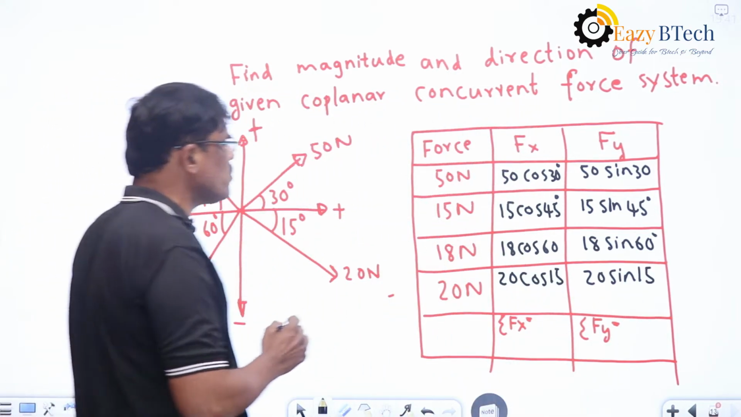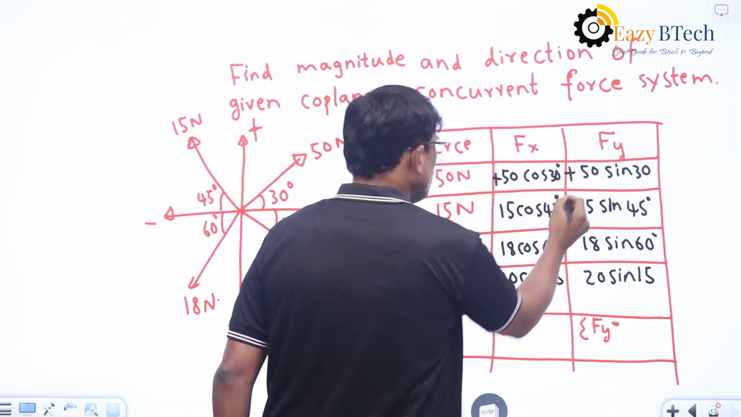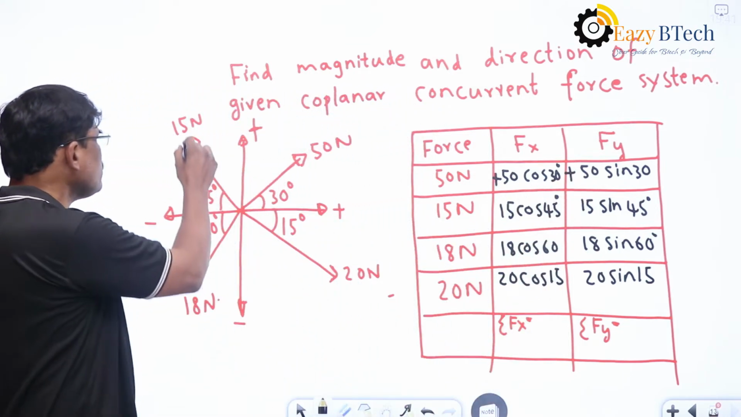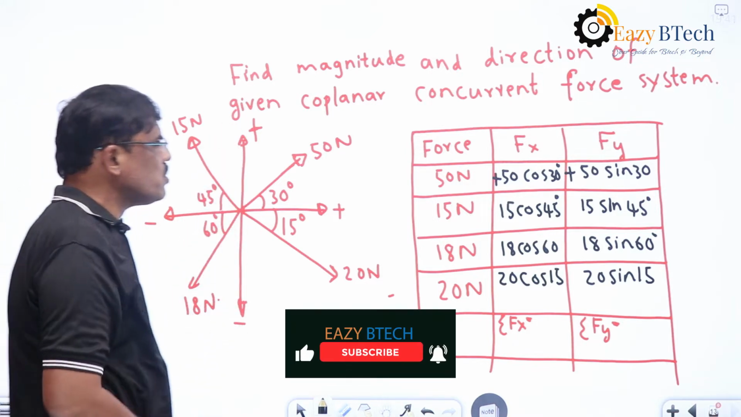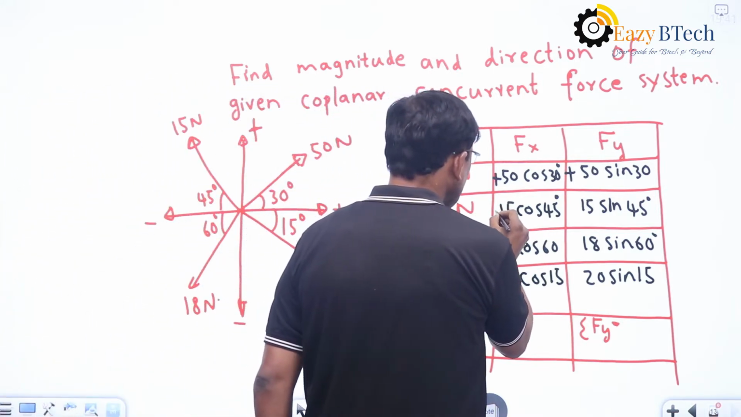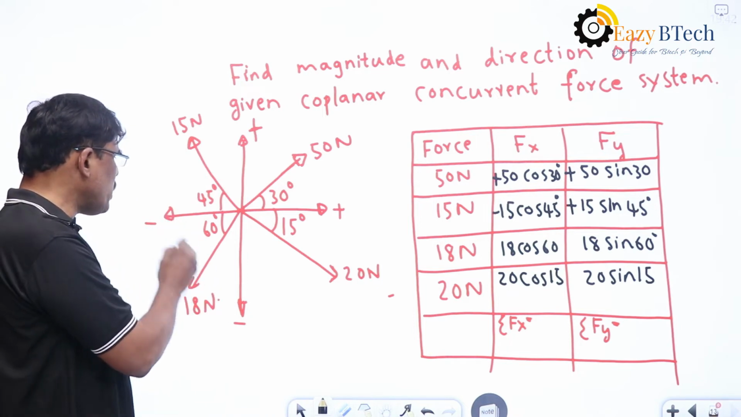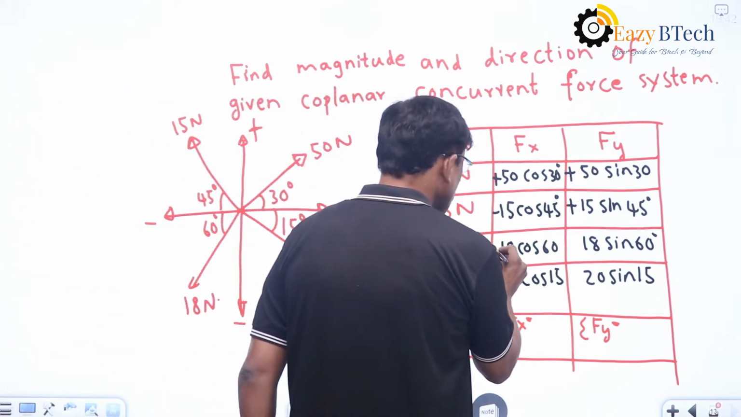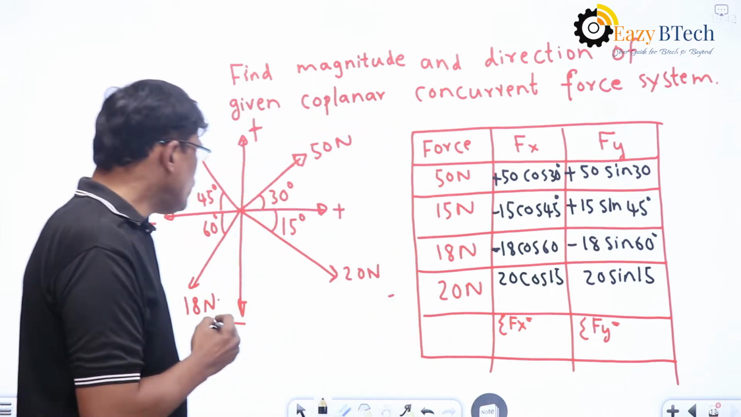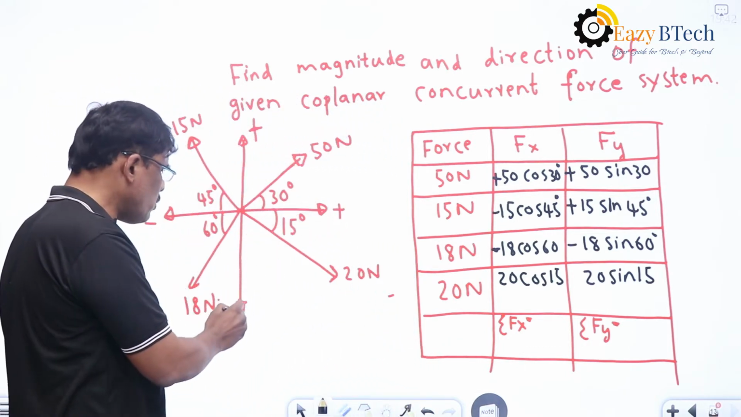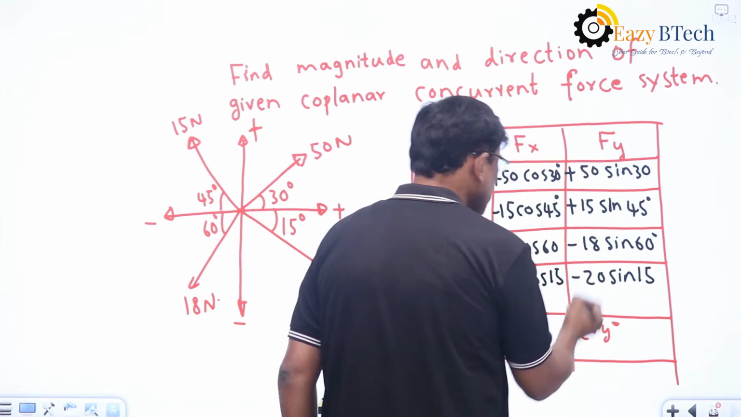When it comes to the directions, the 50 newtons is in the first quadrant, so both are plus and there is no need to write. The 15 newtons is acting in the second quadrant. The x component is acting towards the left and the y component is upward, so the x component is minus and the y component is plus. For the third one, both x and y components are minus. And for the 20 newtons, the x component is plus and the y component is minus.